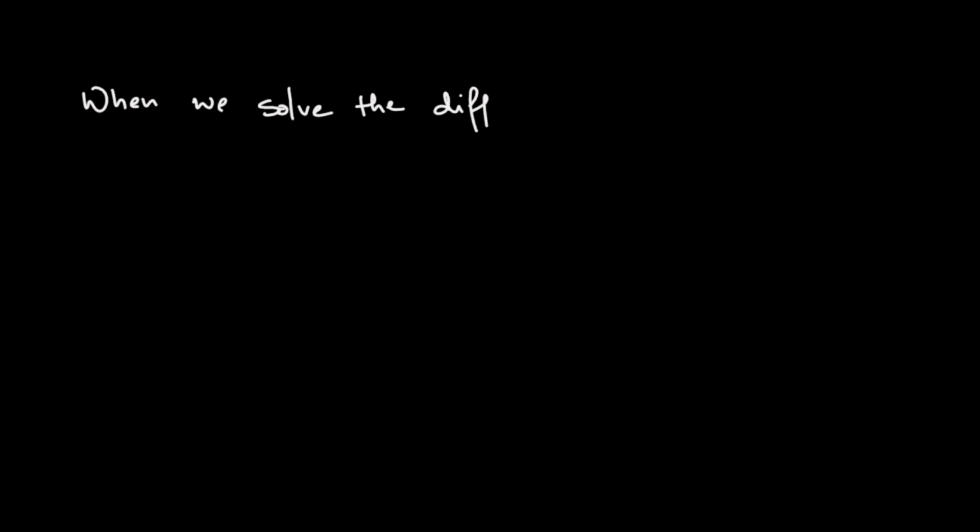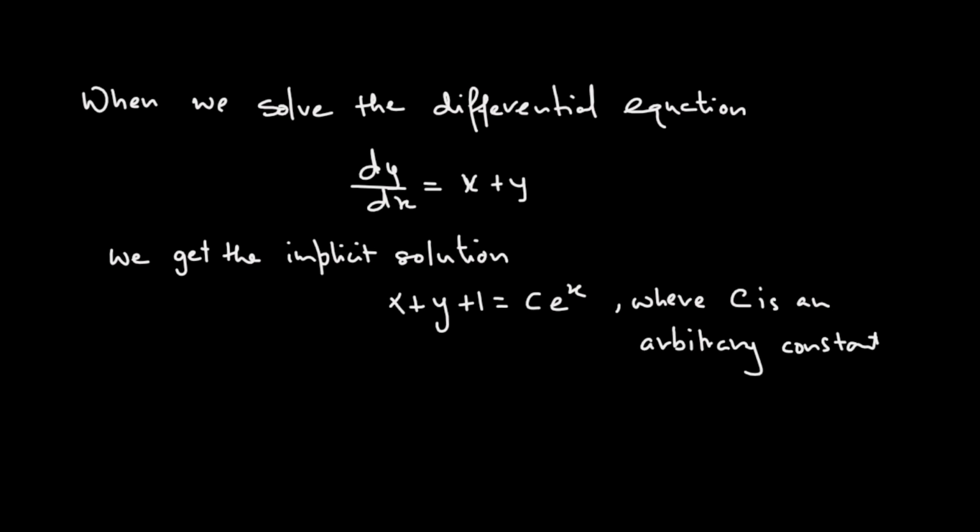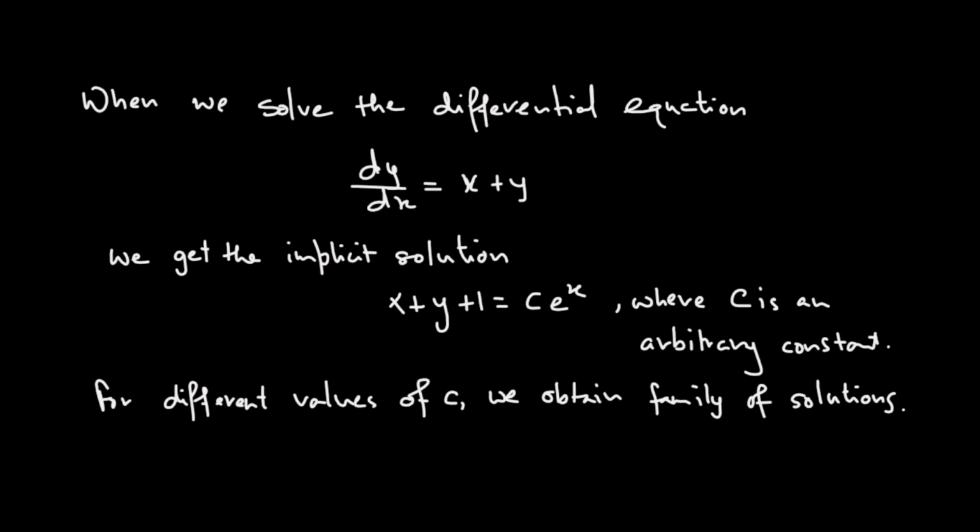When we solve the differential equation, derivative of y with respect to x equals x plus y, we get the implicit solution x plus y plus 1 equals c times the exponential function, where c is an arbitrary constant. For different values of c, we obtain a family of solutions. Let's plot the function for some values of c.